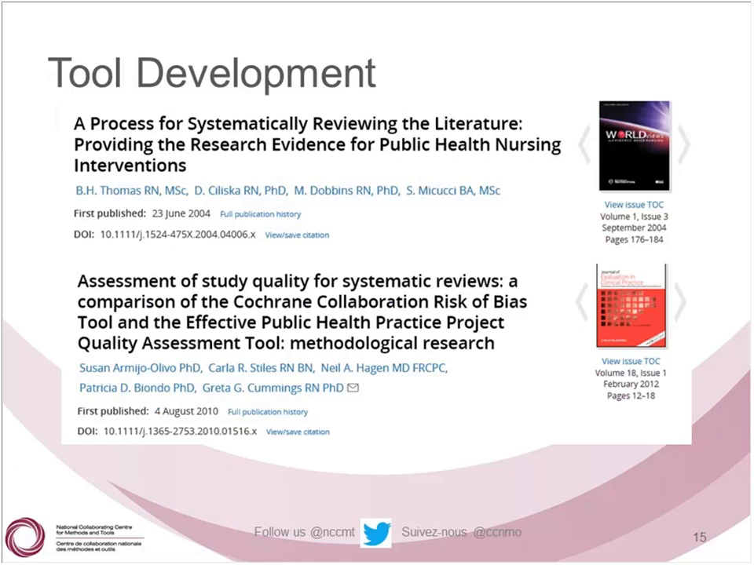There have been a couple of publications if you want to learn more about the tool. The first was published in 2004 by Helen Thomas, a process for systematically reviewing the literature, and then a subsequent study published in 2010, a very interesting study done by some folks associated with the Cochrane collaboration, assessing the difference between the Cochrane collaboration's risk of bias tool and the Effective Public Health Practice Project quality assessment tool. Both are really nice papers to read to give you a little more background on this tool.